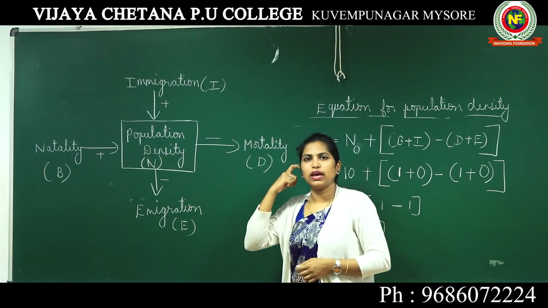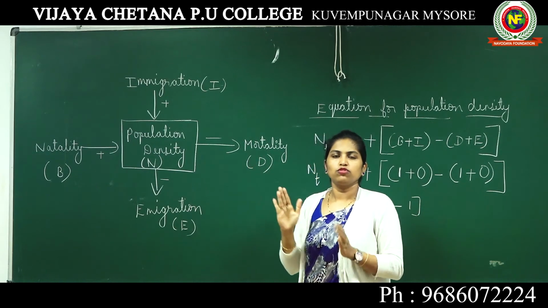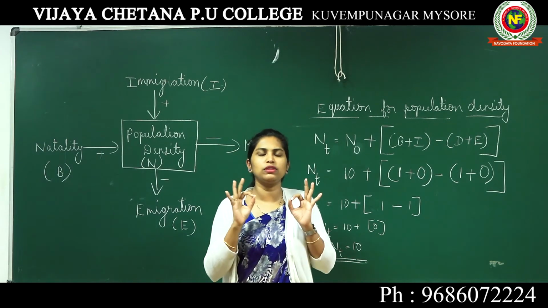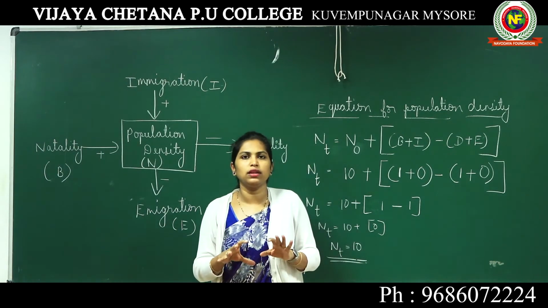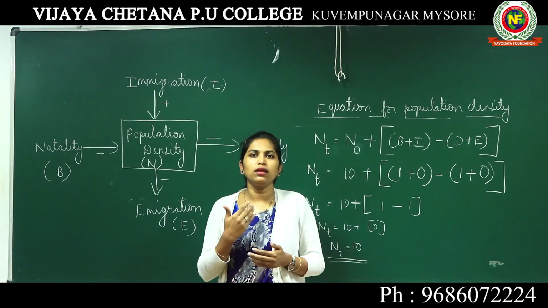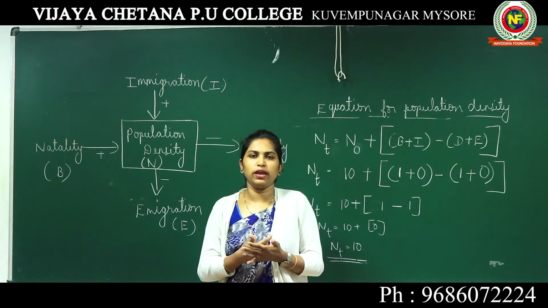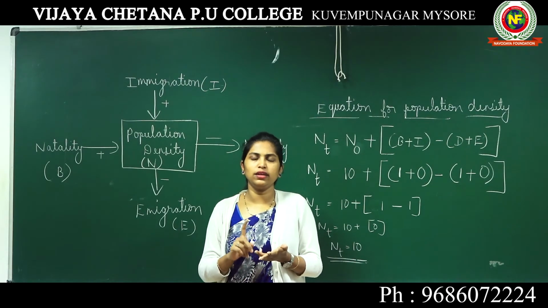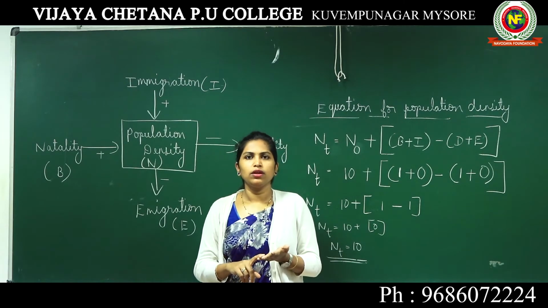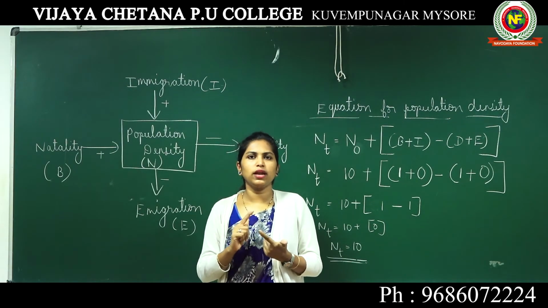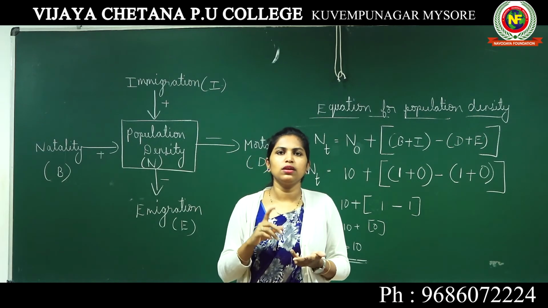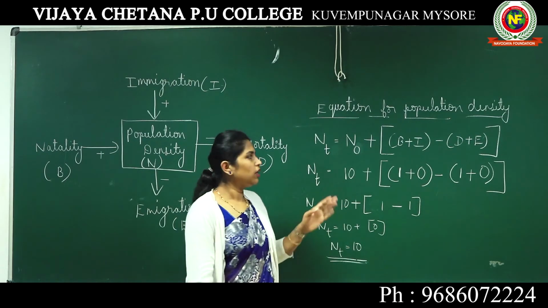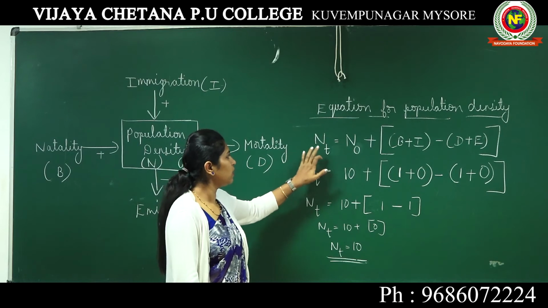With this we have completed the topic population density. When we are talking about population density, it is the population size: how many individuals are there in a particular population. The population density will change depending upon 4 important processes: mortality, natality, immigration and emigration. Immigration and natality will add to the population, whereas mortality and emigration will decrease the population.